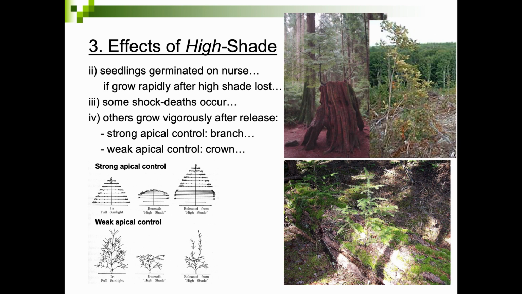Individuals that have weak apical control, when they're released from shade, you can actually see leading shoots are going to extend rapidly. And you can actually see from this picture on the bottom that once that individual is released from high shade, you get this totally different growth pattern.